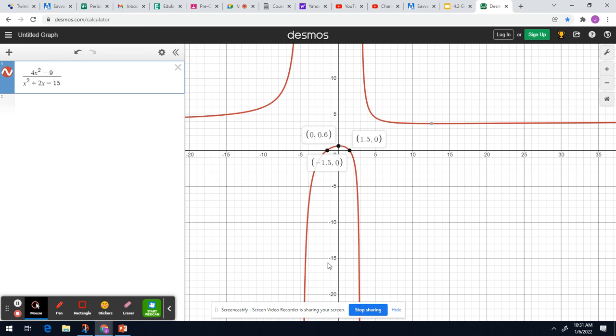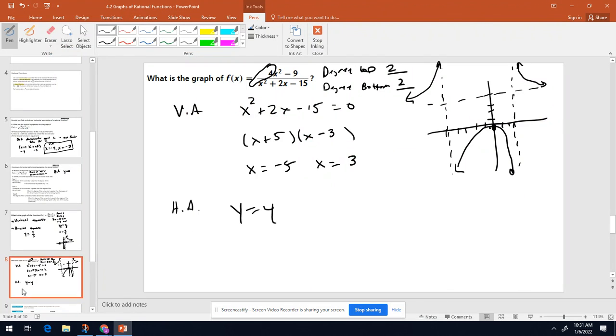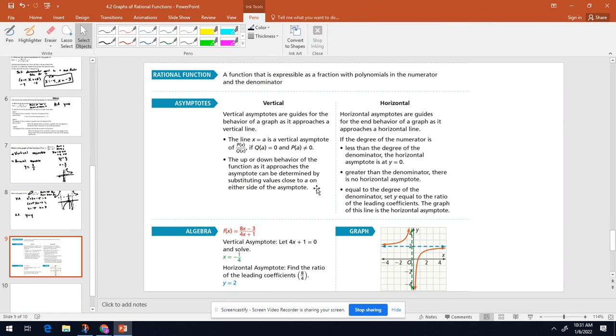Now notice we have 3 different shapes of this graph. These graphs all look different. There's no way for me to say this graph is going to look this way. You need to put it into Desmos and take a look at it. Okay, so we're going to do some graphing. This kind of summarizes everything. If you ever get confused, you can go back to this slide right here and take a look at it.